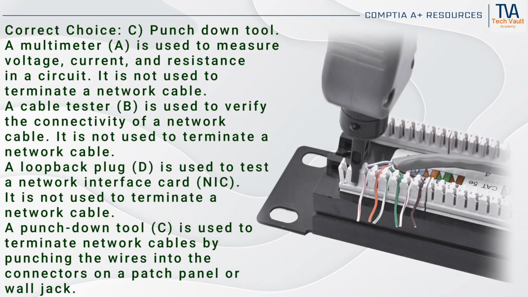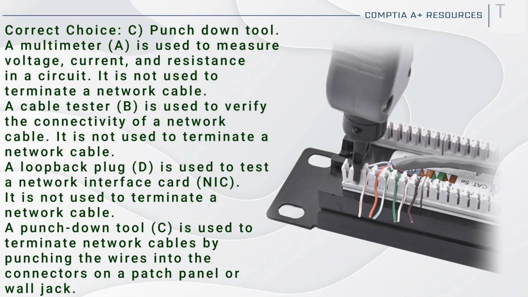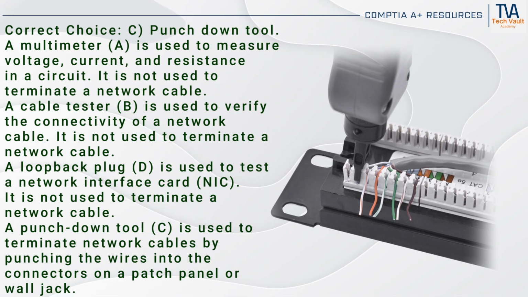A punch-down tool, C, is used to terminate network cables by punching the wires into the connectors on a patch panel or wall jack.